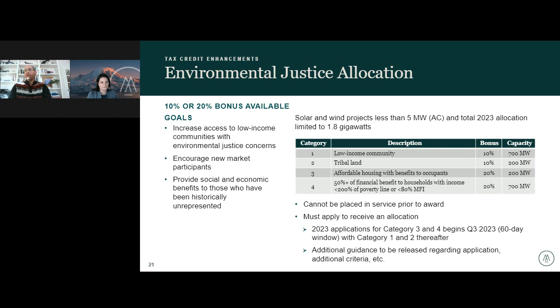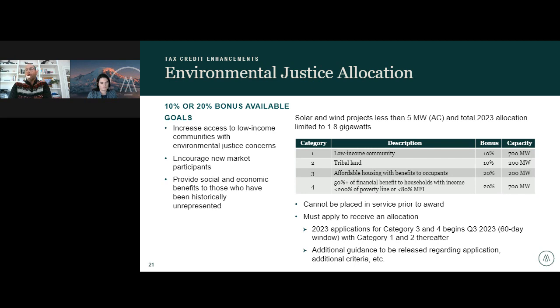A couple of things you have to consider: you cannot place the project in service prior to the award. This bonus is designed to bring in new entrants and to help projects that may or may not normally get completed in some of these areas that have suffered from less green energy investment than others. Placing it in service prior to the award, the IRS deemed, is contrary to the intent of the statute.